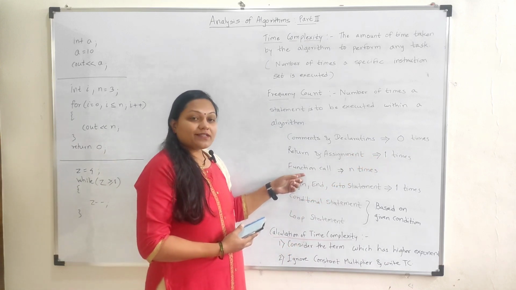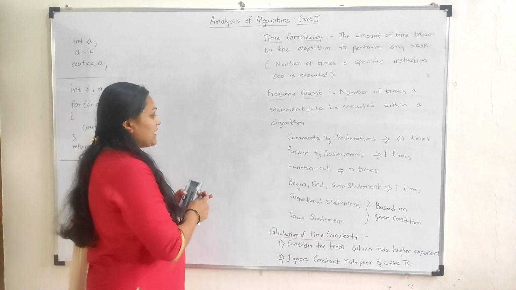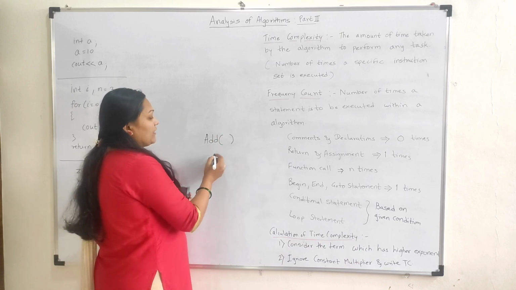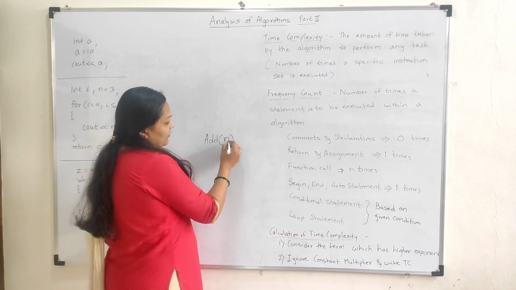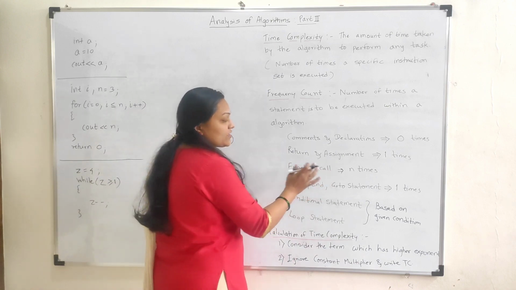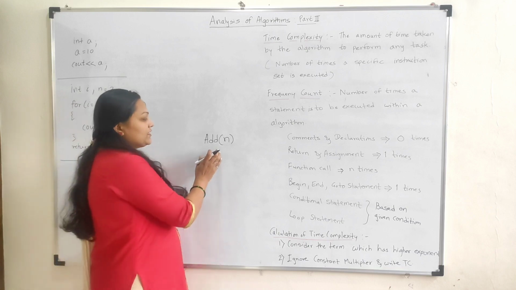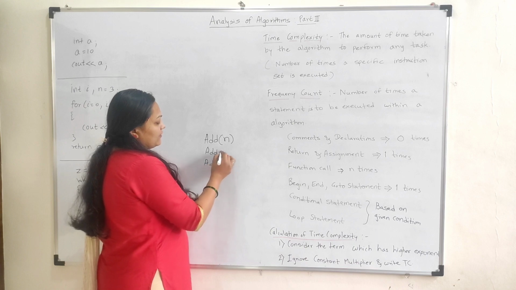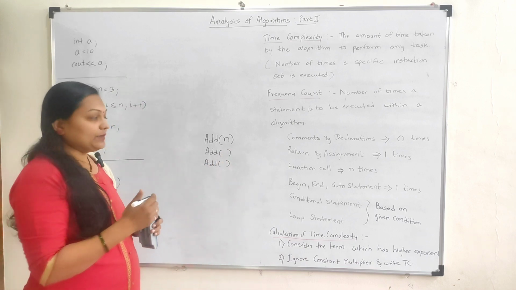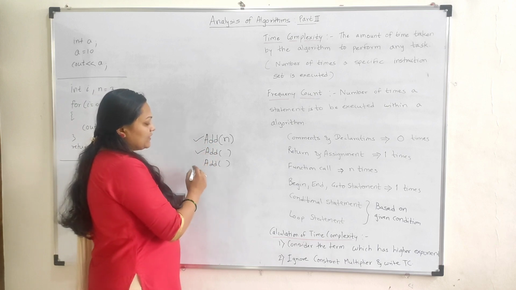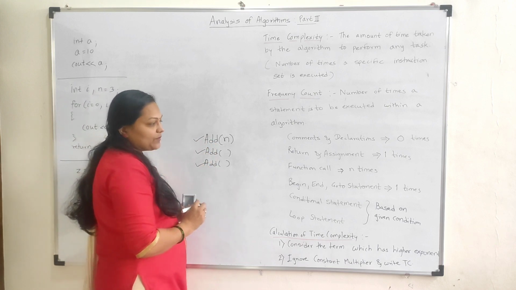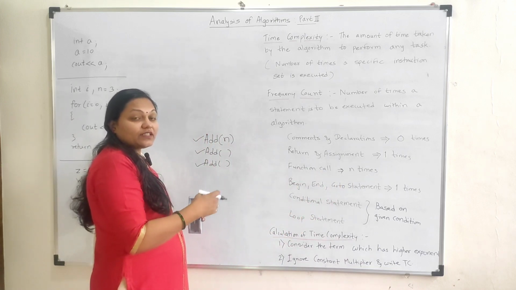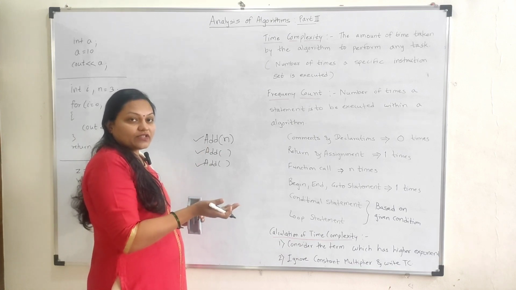If any function is called, suppose the function name is add for performing addition of two numbers, and if you pass n for this function, then this function will be called n times. Suppose this function is called n times, then the statements inside will execute: this one time, this one time, this one time. So this function will be called n times. The number of times it is called, that many times it will execute.